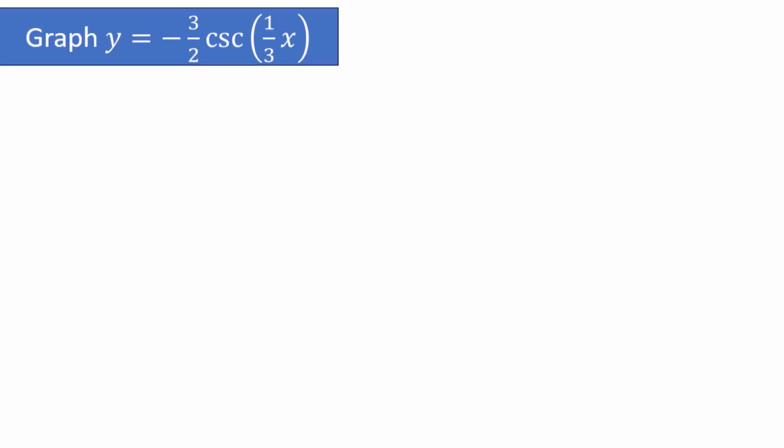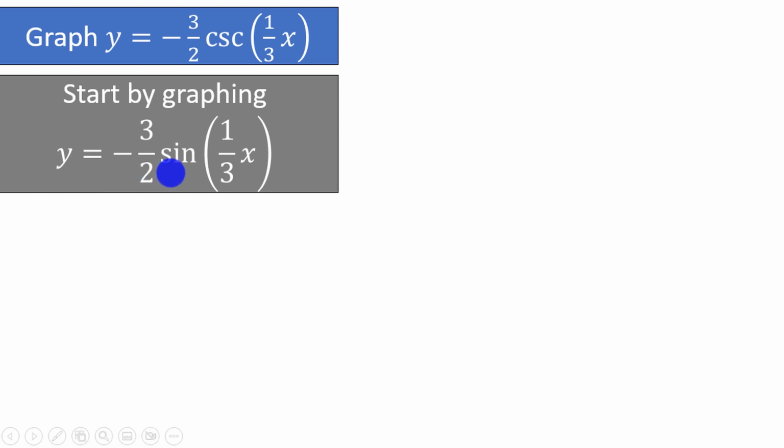Let's try another problem. We have y equals negative 3 halves times cosecant of 1/3 x. Just like in the last problem, we will start by graphing the corresponding reciprocal function, which is y equals negative 3 halves times sine of 1/3 x.